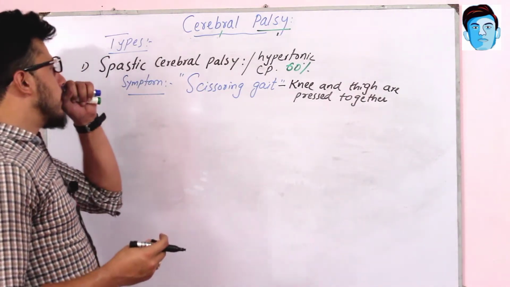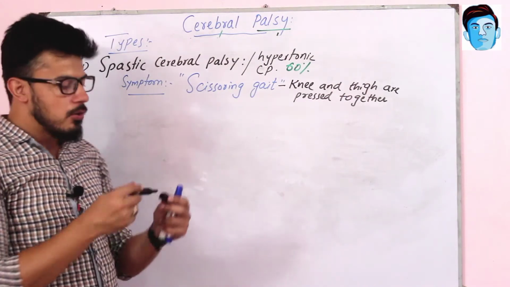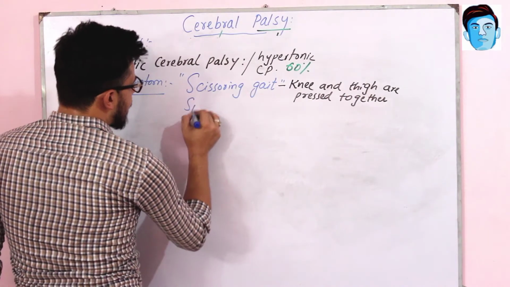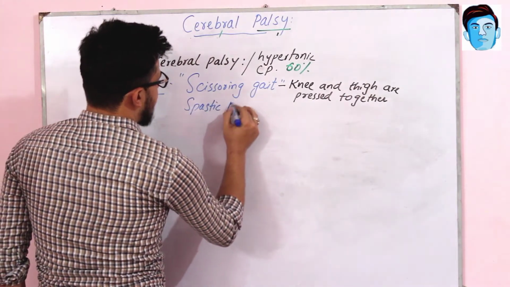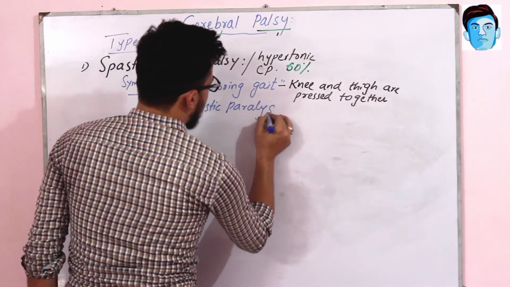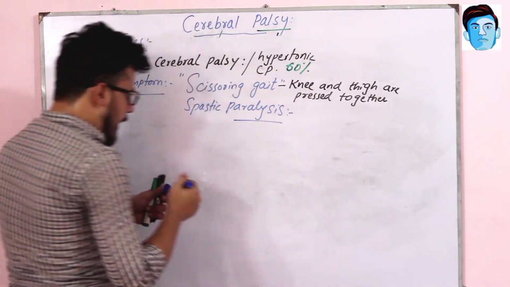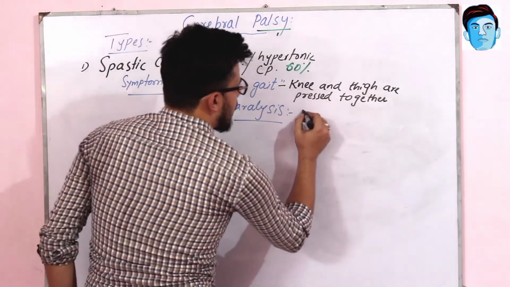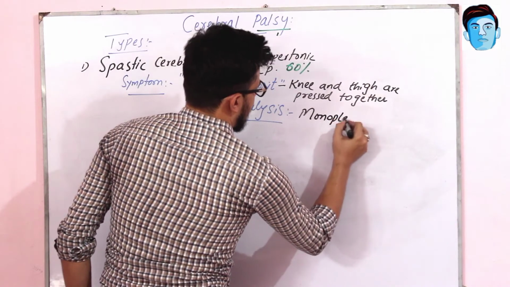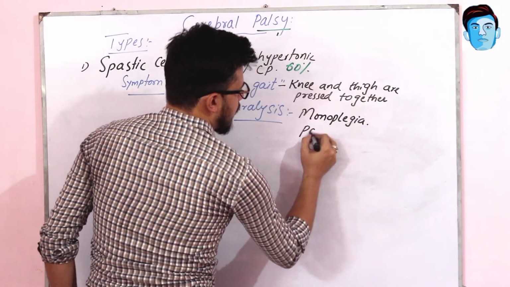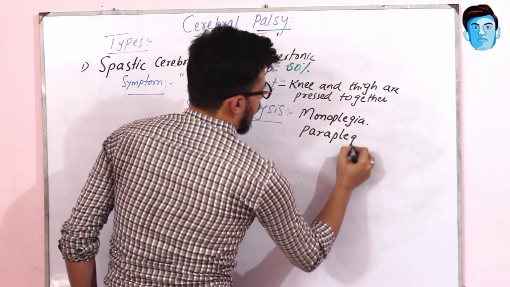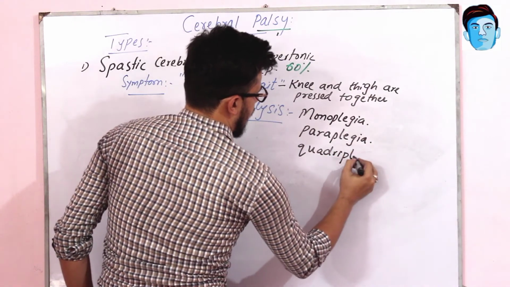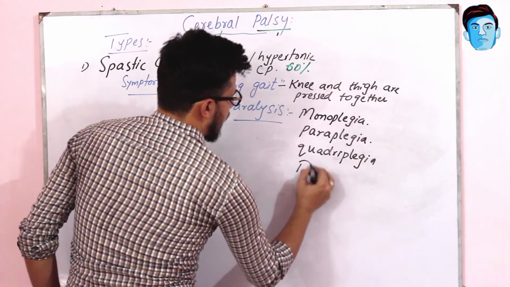Now, what are the other manifestations? There could be paralysis as well. Obviously, there would be spastic paralysis, as it is an upper motor neuron lesion, so there will always be spastic paralysis. Now, this paralysis may be manifested in the form of monoplegia, paraplegia, quadriplegia and diplegia.